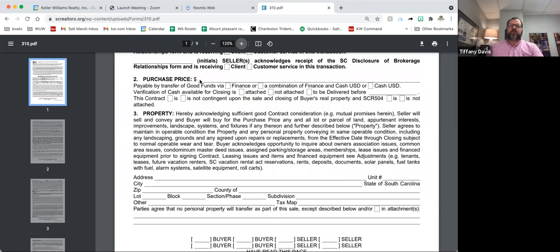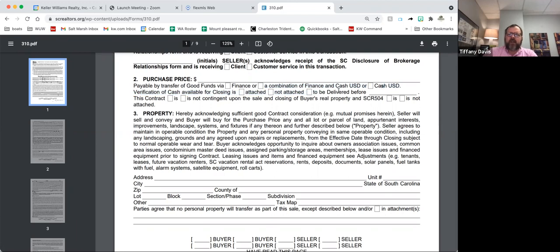All right, section 2, purchase price. This is going to be the purchase price of the property. It is either going to be 100% cash, which means it's going to come from cash. The second part here, it is going to be 100% finance, which is not very often, or it's going to be a combination of financing and cash, which is going to be the majority of them. And then you would say verification of cash is available. That is available is either attached or not attached, or to be delivered on or before.